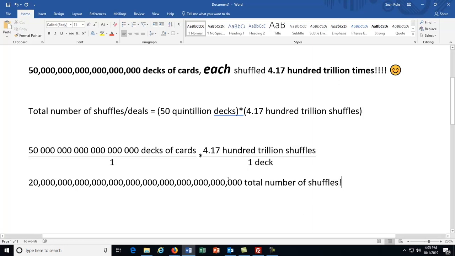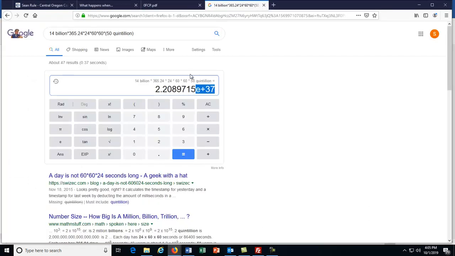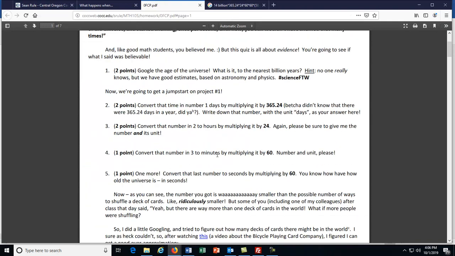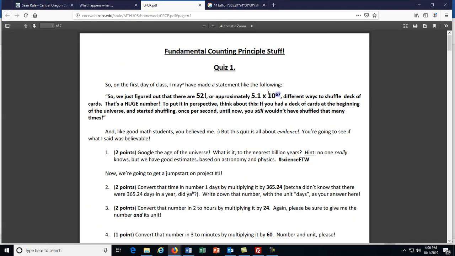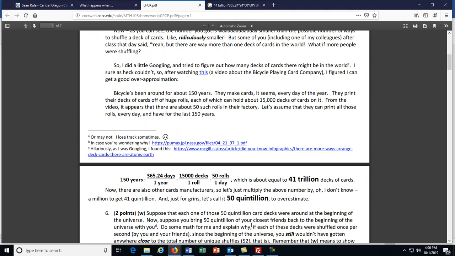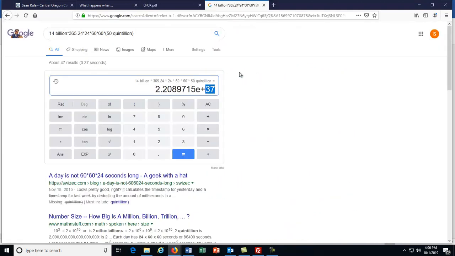But compare that number, which only has 37 zeros after it, to the total number of shuffles that has 67 places after it. We still haven't even really put a dent in what is there. I mean, it's impossible to even kind of understand because these numbers are so big. But once again, this number is so much bigger than this number you just calculated.